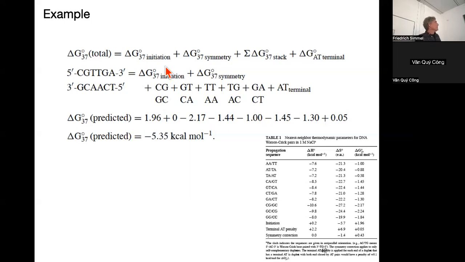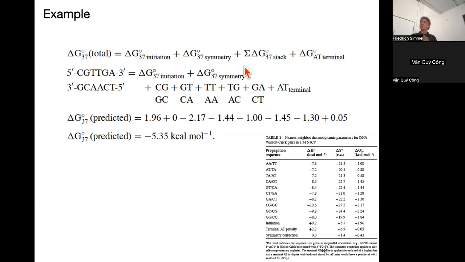That assumes that there aren't any longer range interactions, that it's sufficient to only look at the nearest neighbors. There are additional correction factors for the initiation of the helix that has to do with the fact that when you make a helix, you lose entropy because the two molecules cannot freely move anymore. Symmetry correction is more complicated. I will come back to that next time.